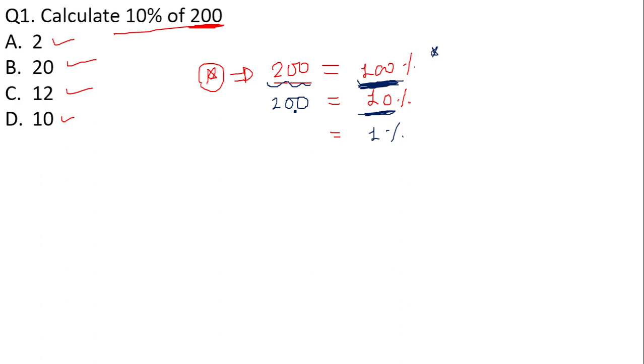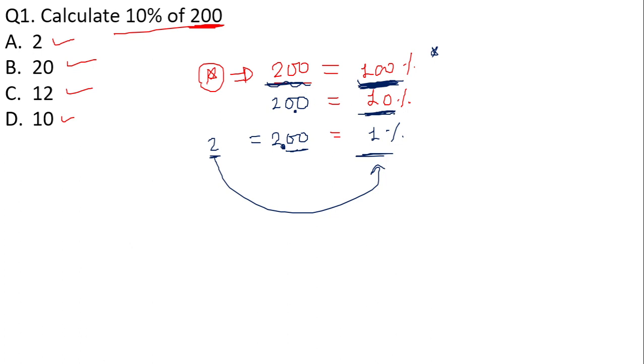If they are asking us to calculate 1% of 200, write the value as it is, and now add the decimal point after two digits. It means 2.00, it means 2. 2 is nothing but the 1% of 200.